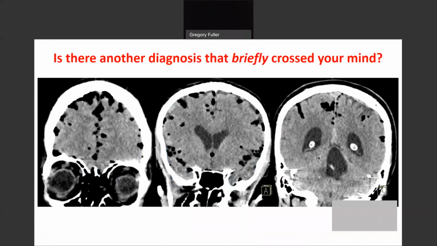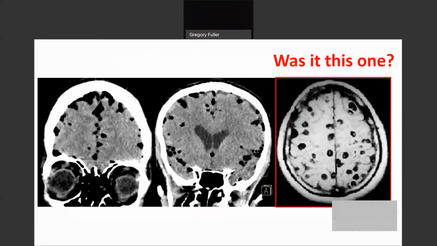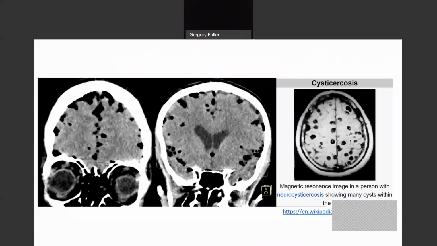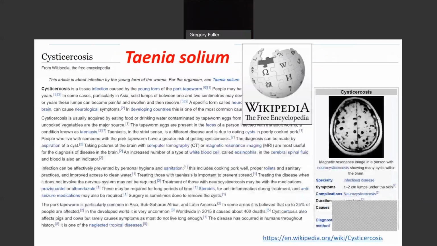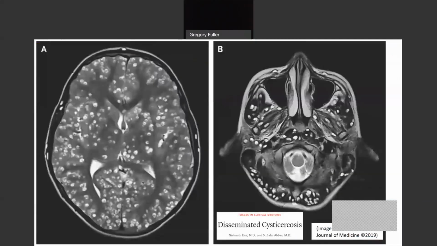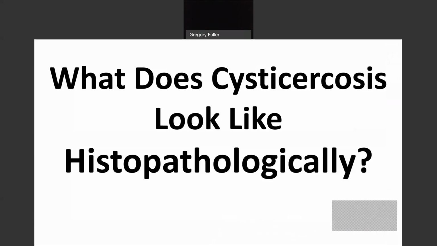Is there another diagnosis that briefly crossed your mind? Just for a femtosecond, was it this one? Do you see how those look just a little bit similar? Yeah, a bunch of black dots on the CT scan. Yeah, just for a second. Cysticercosis maybe, Taenia solium, Wikipedia. All right, New England Journal of Medicine, Images in Clinical Medicine. Well, that's not what you're going to get. That's what cysticercosis looks like on imaging.